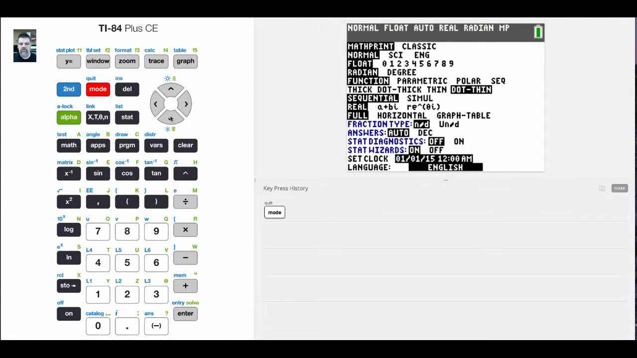Sometimes we want to work with complex numbers, and your calculator actually has a real number mode. It also has a complex mode, and then you can also have a complex imaginary polar mode. I'm only going to focus on the real and complex. Very rarely in high school do we get into the polar complex number mode.